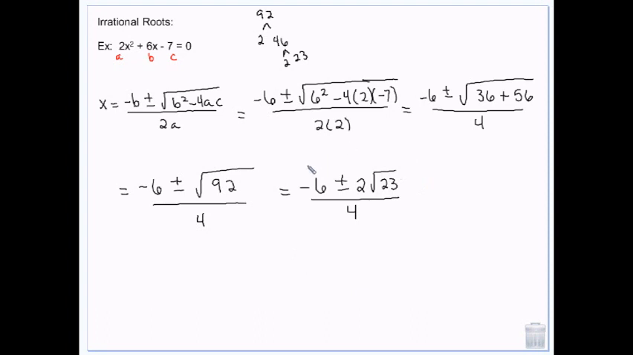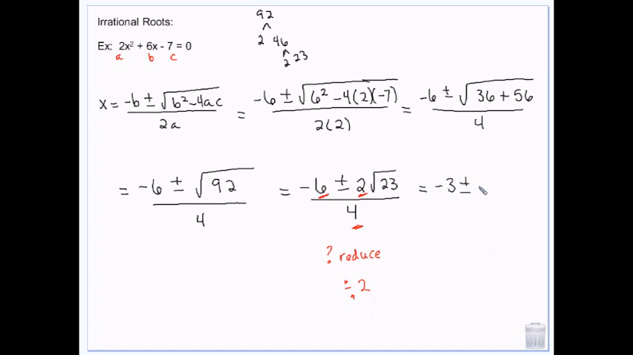Once this happens, your answer is going to look like this format, but I need to compare these 3 numbers to see if they'll reduce. Basically, I have to see, will all 3 of these divide by the same thing? If all 3 don't, you're done. But in this case, all 3 will divide by 2. So I'm going to divide each of them by 2.